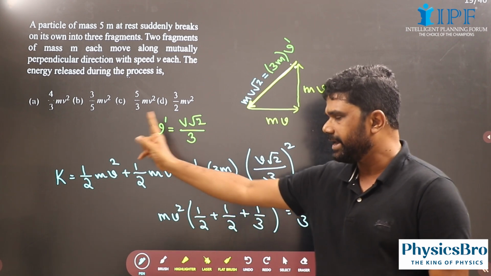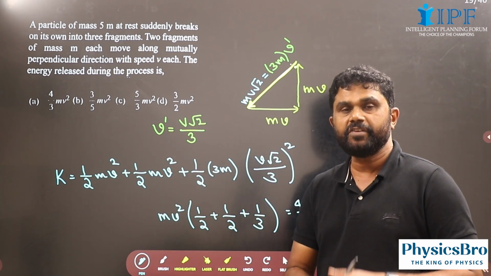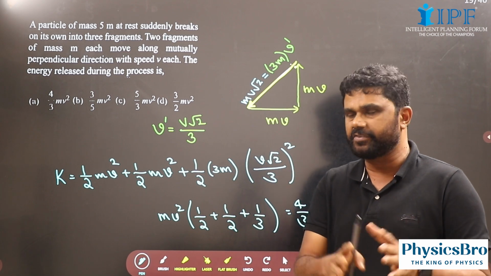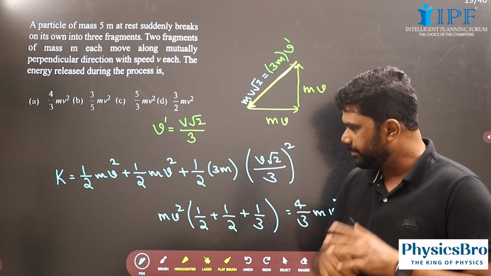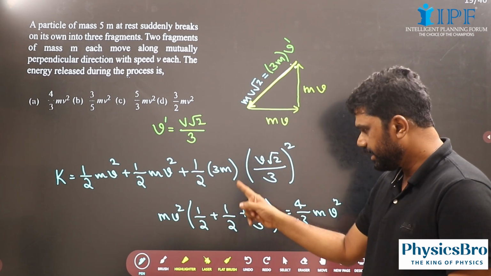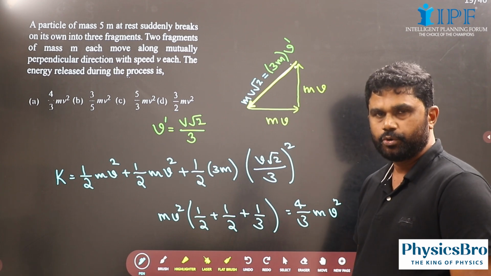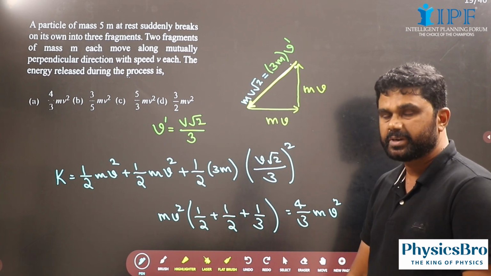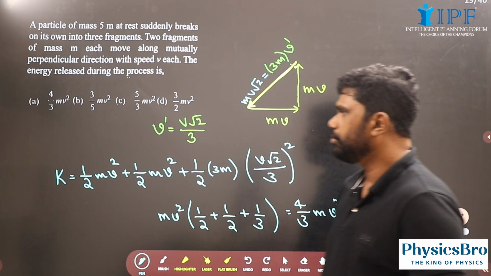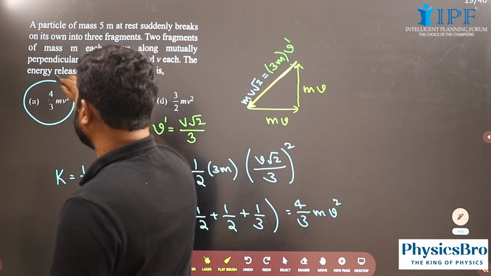Here half mv square, again half mv square. So if we take mv square as a common factor, what remains inside the bracket? Half, again half, then 1 by 3. Okay, half plus half is 1, plus 1 by 3 will be 4 by 3. So 4 by 3 mv square.